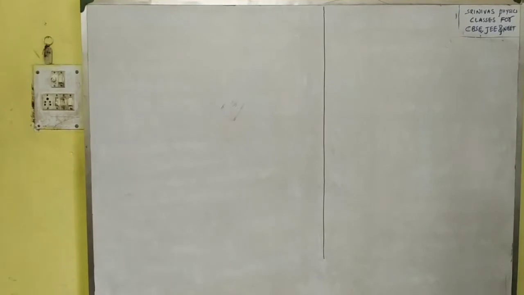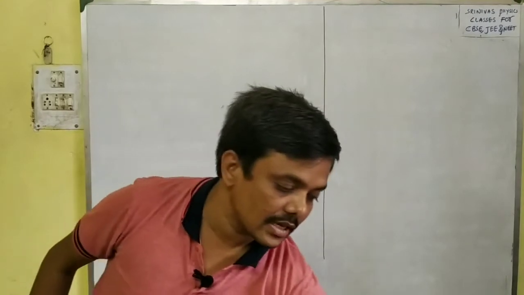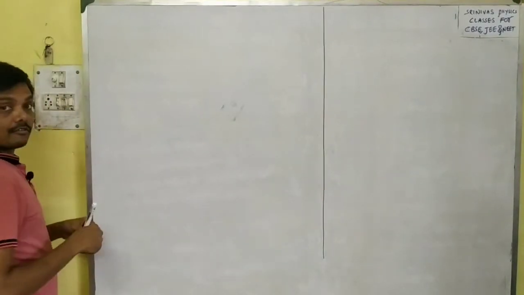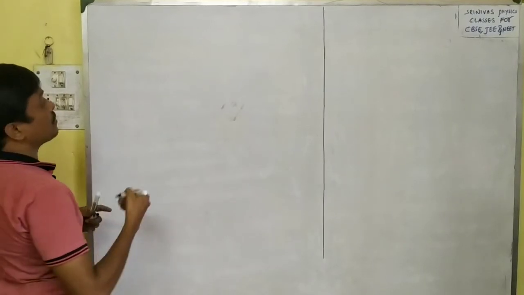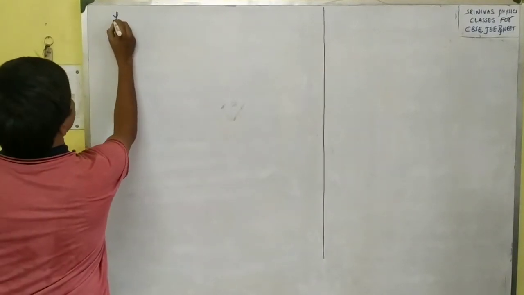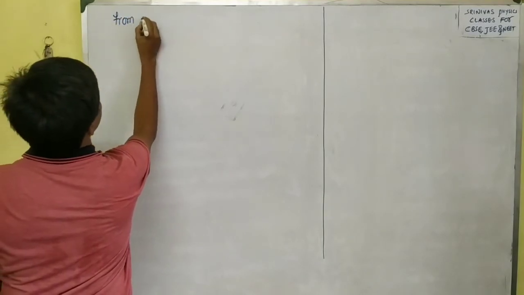Okay, now let us continue. We are discussing the AC through an inductor. We derived the instantaneous current formula and the instantaneous voltage formula. From equation 1 and 2, what do we write?